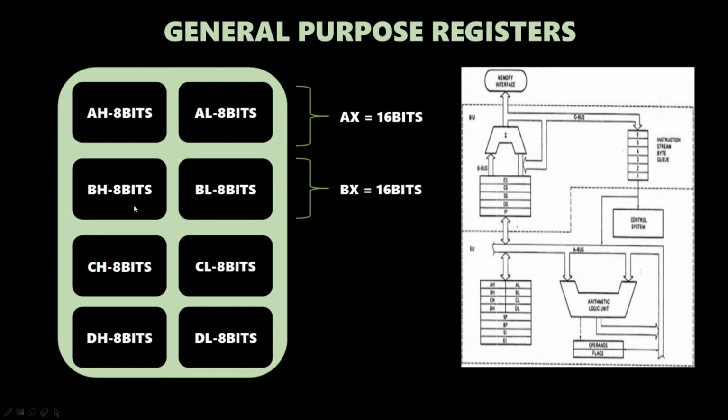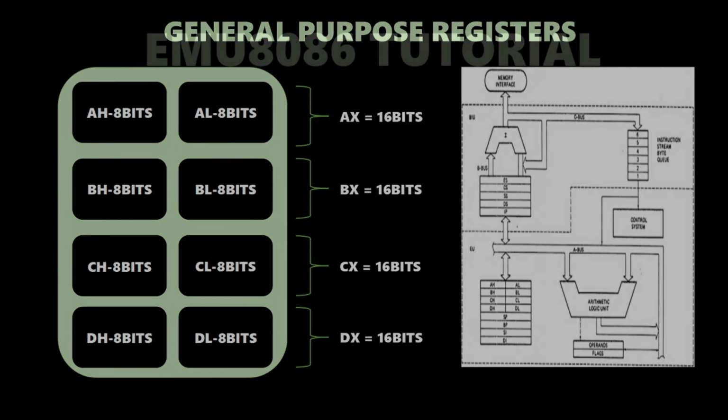Similarly, for BH and BL, both registers can be combined to give the BX, which is 16 bits, that is, it can hold 16 bits of data. Similarly, for CH and CL, we have CX, and for DH and DL, we have the DX. These all are 16 bits. So now we can go to our instructions.